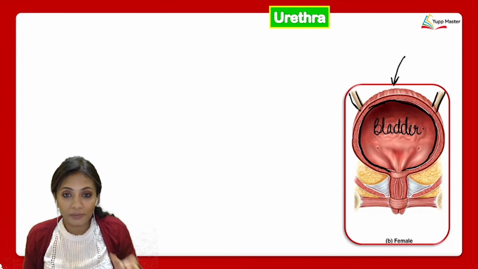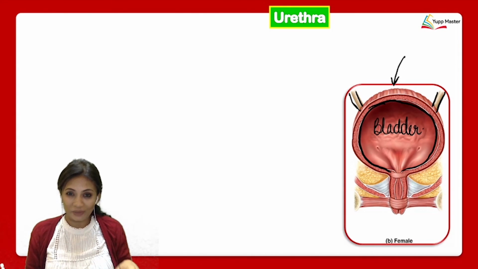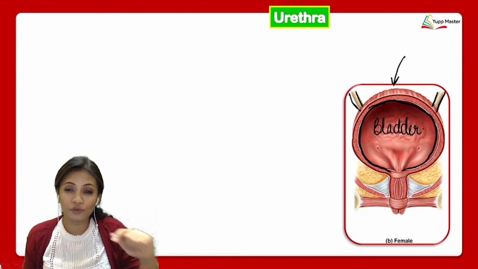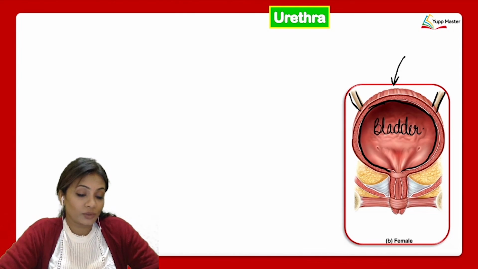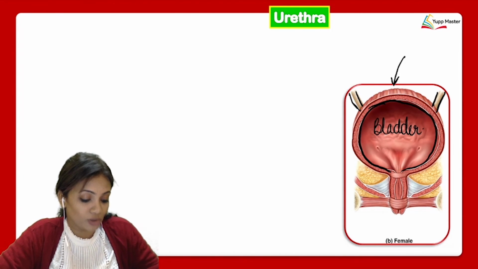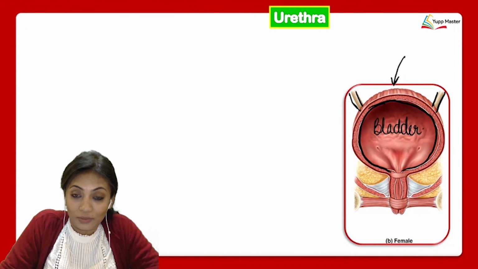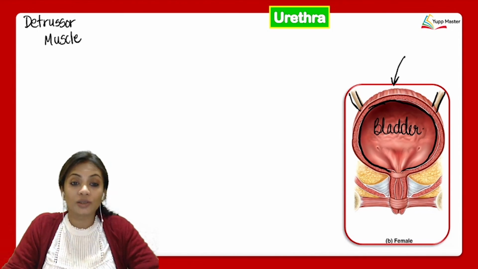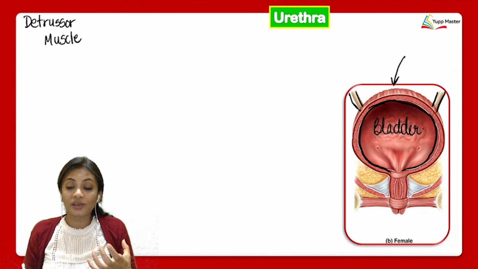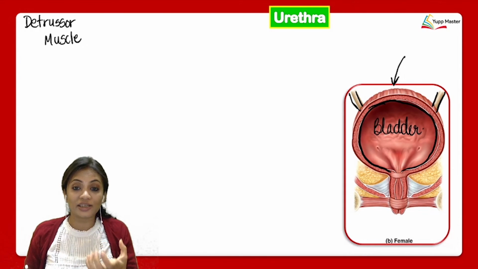Now, do you remember the name of that muscle that was there? Tell me if you remember the name of the muscle. How fast can you reply to me with the name of the muscle in my chat box? Okay, well, I was waiting for it. It is called the detrusor. Check the spelling. It's called the detrusor muscle. Okay, so the muscle which is placed in that urinary bladder was called the detrusor muscle.